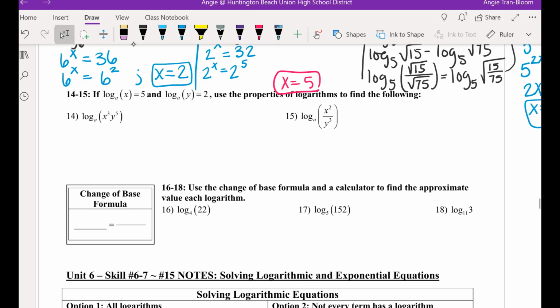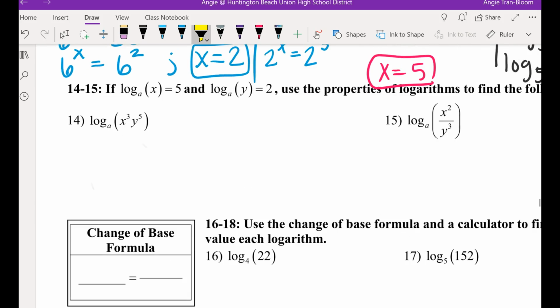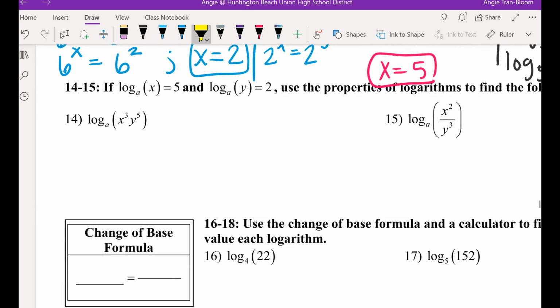What are the only 2 things they gave you? Anytime you have log base a of x, I can substitute it with what? 5, right? Log base a of x is 5. So if I see that, I can substitute with 5. And if I see a log base a of y, I can substitute with what? 2. But your question 14 has log base a of x to the 3rd times y to the 5th. What do you do now?